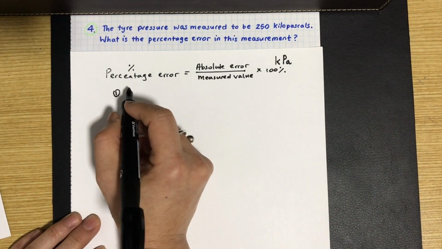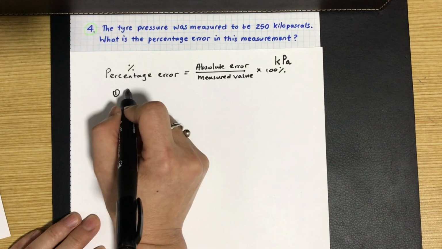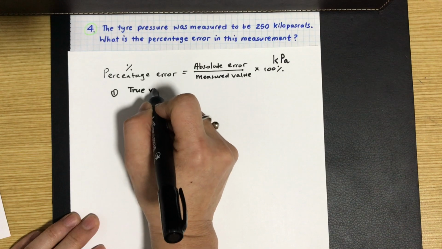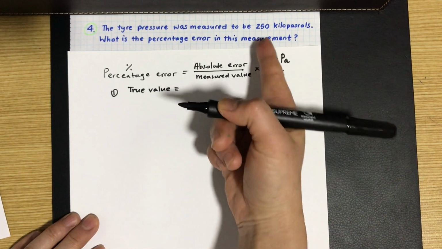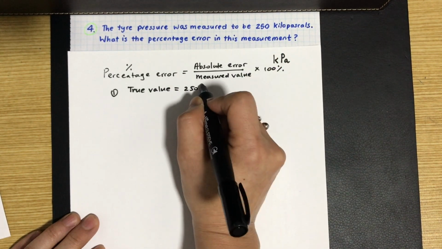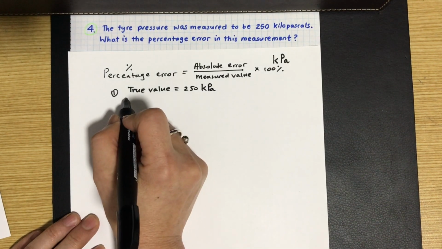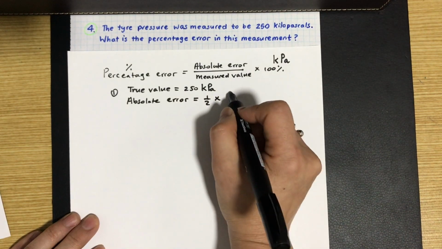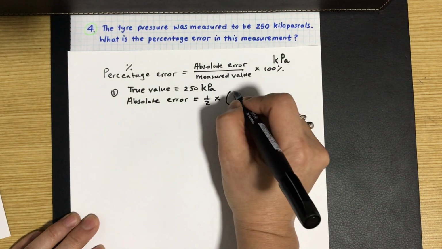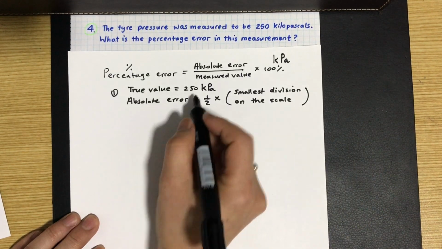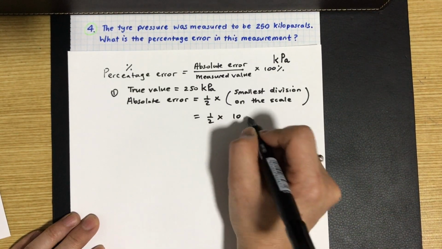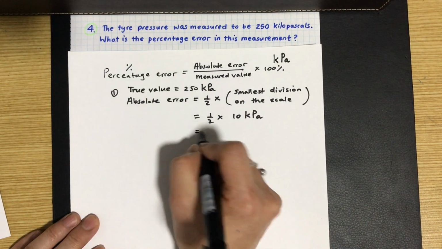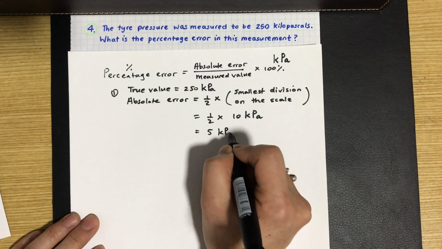So first, I need to find absolute error. So the true value or measured value is the one that it's given in the question. So 250 kilopascals. And then I want to know the absolute error equals half times the smallest division on the scale. In here, the scale had a diagram, but I didn't really draw the diagram, but it was going up by 10. So it's 5 kilopascals.